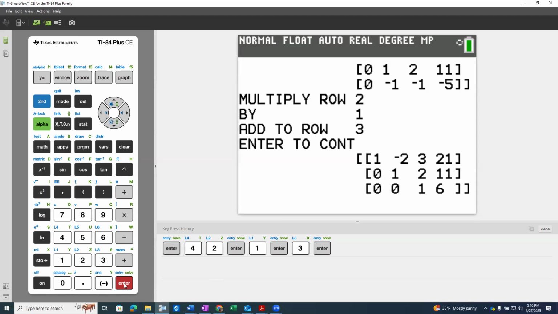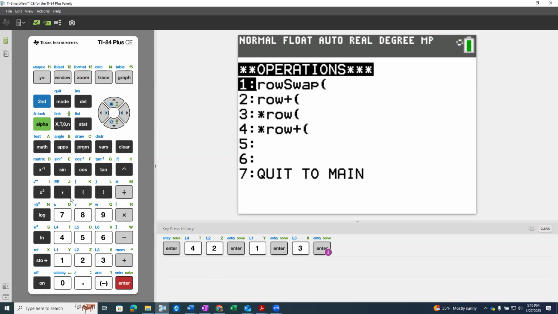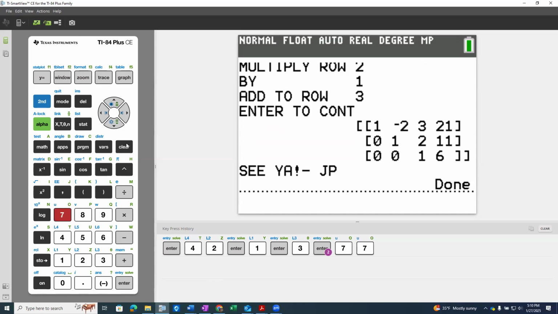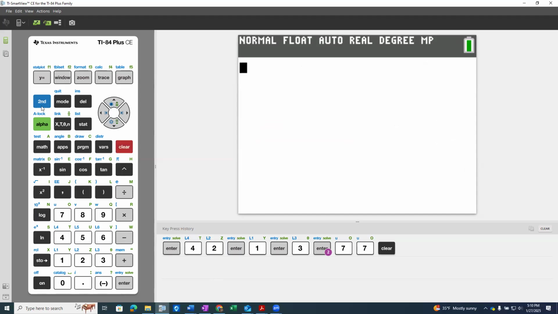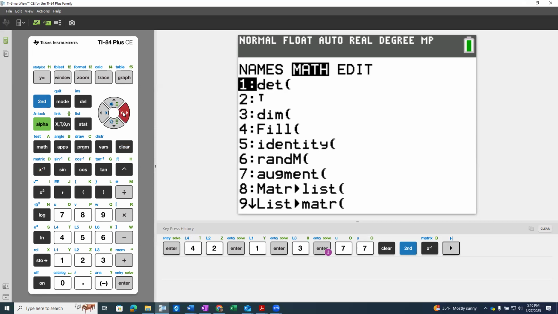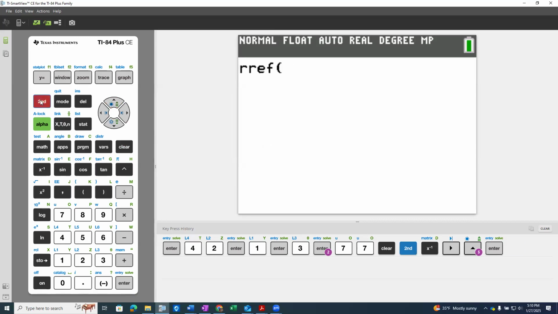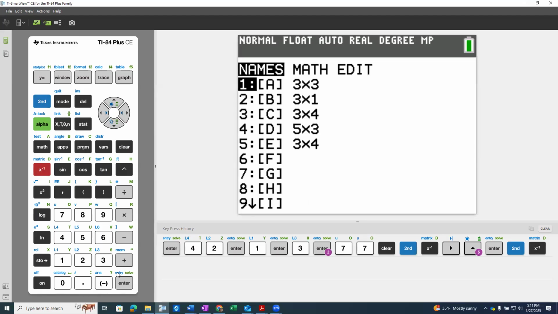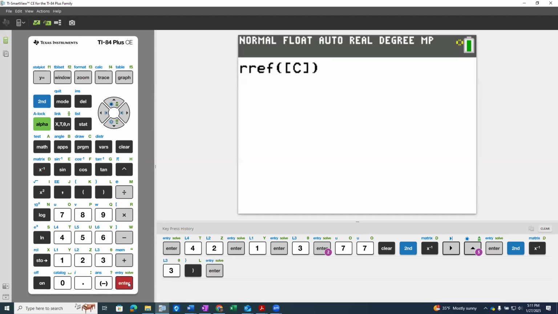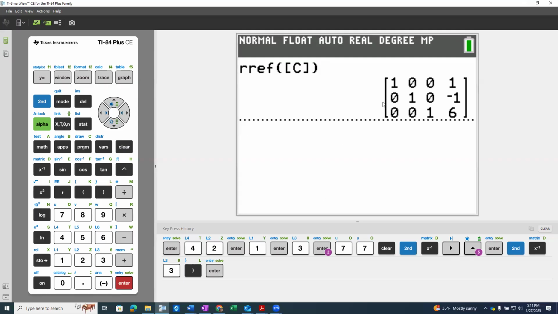This is the way to do it if you're stuck doing it by hand. So let me get out of here. If you want to just do it on a calculator and you just want the answer, then let's go to the matrix menu, go over to math, and let's see here. You want not just row echelon form, which is this ref up here, you want reduced row echelon form for that augmented matrix. So let me put in that augmented matrix that was in C, and bam, there's your answer.